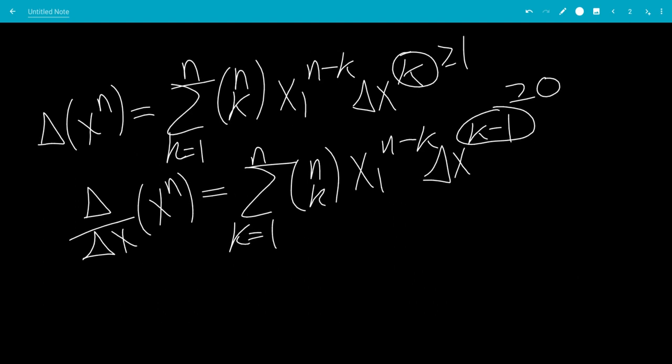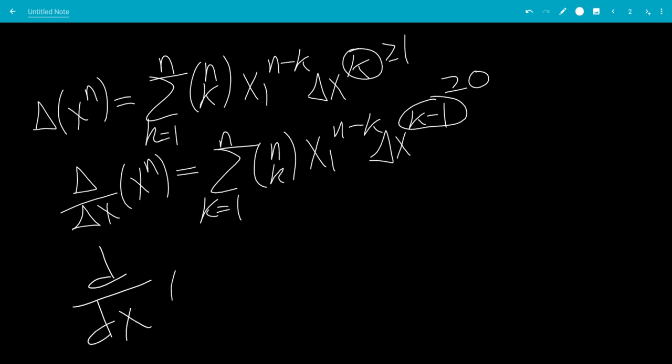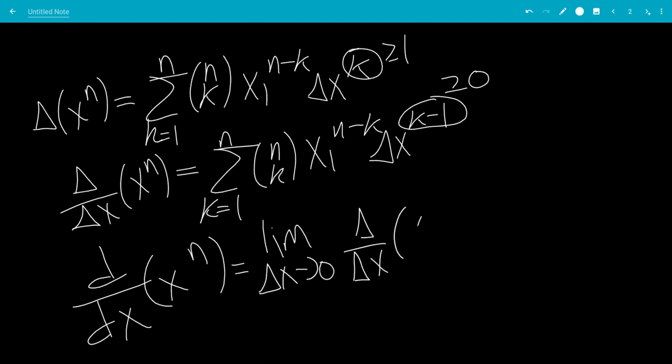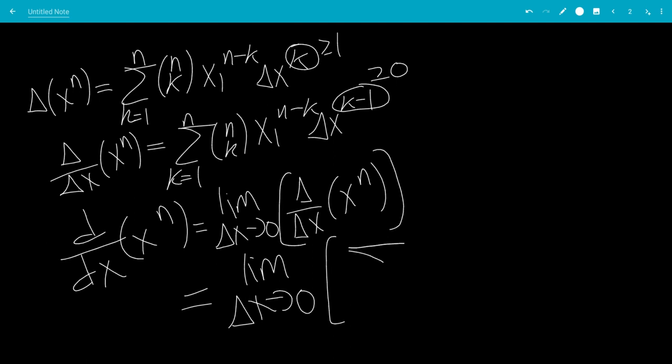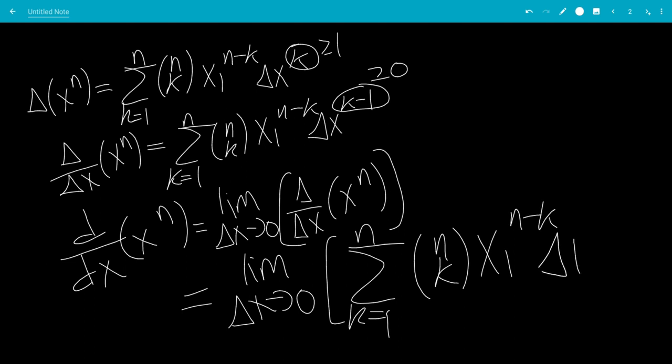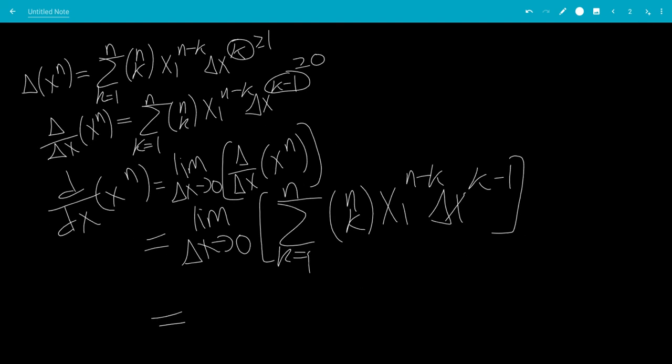So now we can say that the derivative of x to the n will be the limit as delta x goes to 0 of delta over delta x of x to the n. I'm going to replace delta over delta x of x to the n with what we have, which is the sum from k goes from 1 to n of n choose k, x1 to the n minus k, delta x to the k minus 1 power.